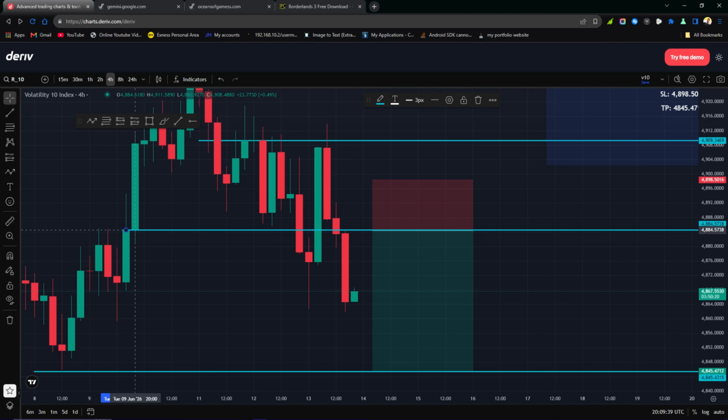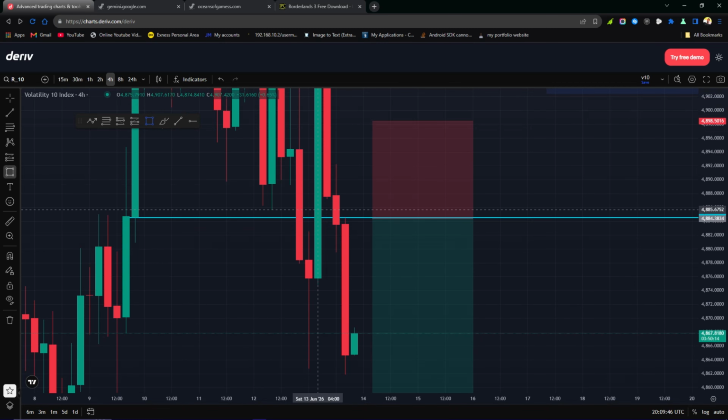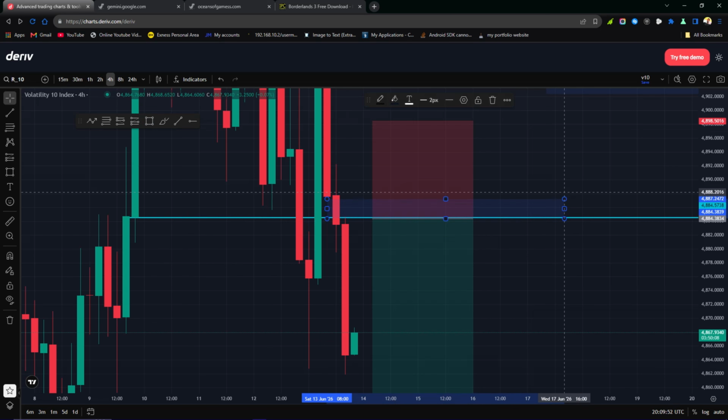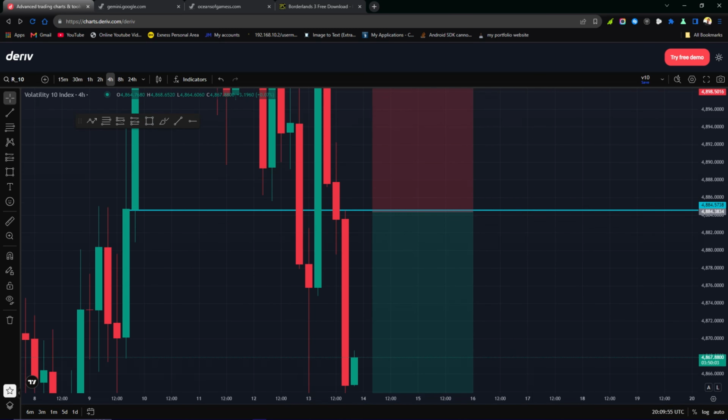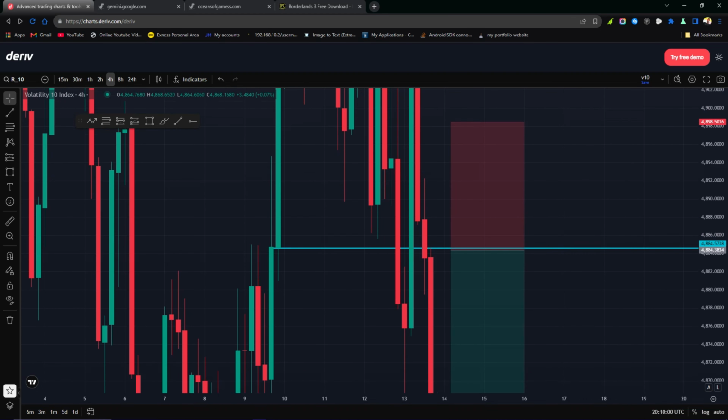The first criteria is a sweep. The second criteria is a breakout. And now, the third criteria is an imbalance, which is this. Let me mark it out with a rectangle. So this is the third criteria. Look at this. An imbalance currently present. Alright. Now, upon seeing all these criteria, I will now look for the nearest key level.